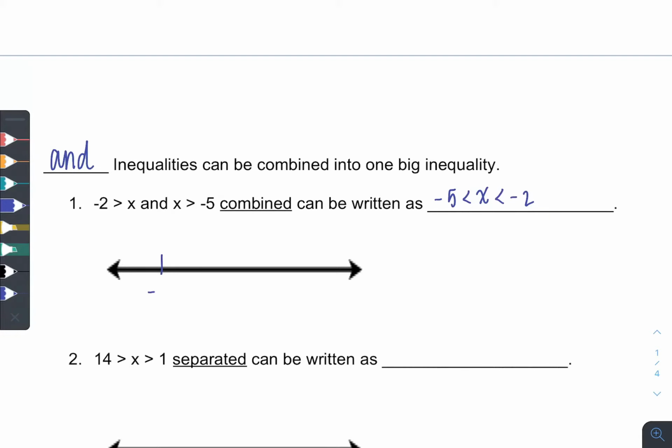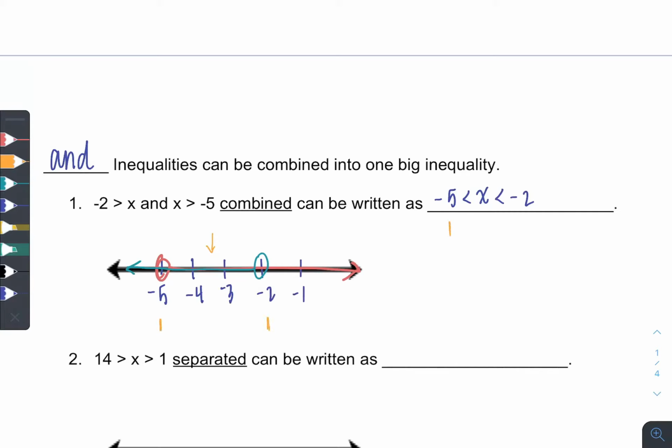Doing it backwards again. Negative 5, negative 4, negative 3, negative 2, negative 1. So if we were to do negative 5, it would point to the right, and negative 2, it would point to the left. Okay, so this overlap area where there's both blue and pink is a solution. So as you can see, that's between negative 5 and negative 2.